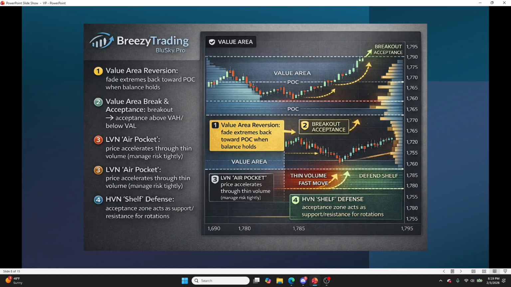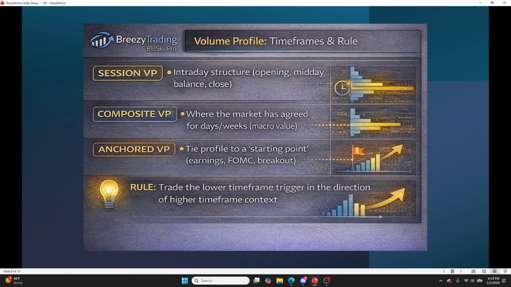The low volume node air pocket, so price accelerates through thin volume, manage your risk tightly again. And then the high volume node shelf defense, acceptance zone acts as support and resistance for rotations, right? So this is where that market dynamics 101 really plays the largest factor in success behind the profile.